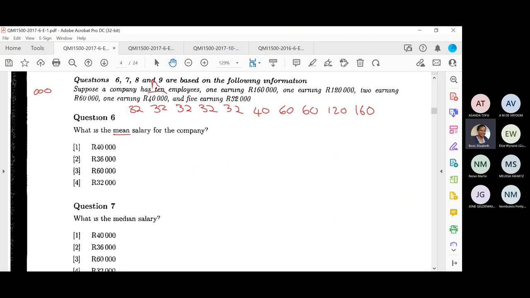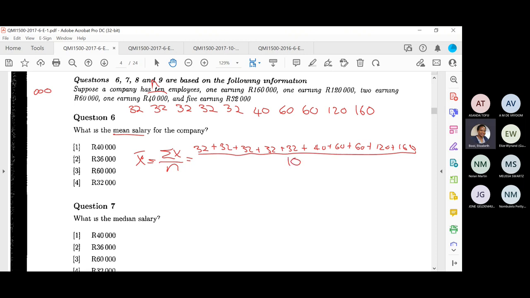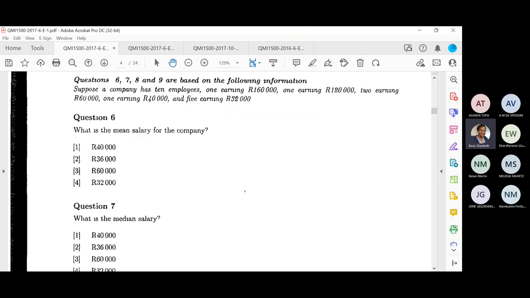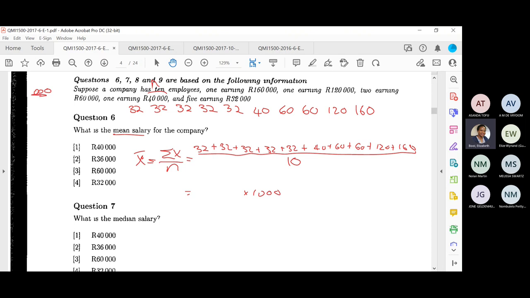So I've got 10. In order for us to calculate the mean, we know that the mean is calculated by the sum of all the values divided by how many there are. Therefore, you need to say 32 plus 32 plus 32 plus 32. Let's see if I have all of them, 1 to 10. Divide by 10. The answer that we will get, we'll have to multiply by 1,000 because we removed the 1,000. Don't forget to do that. So let's all calculate so that we can find out the mean of these salaries.